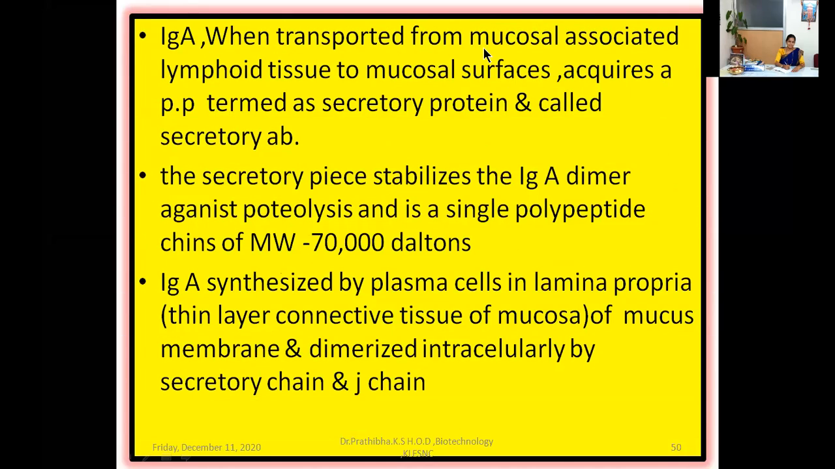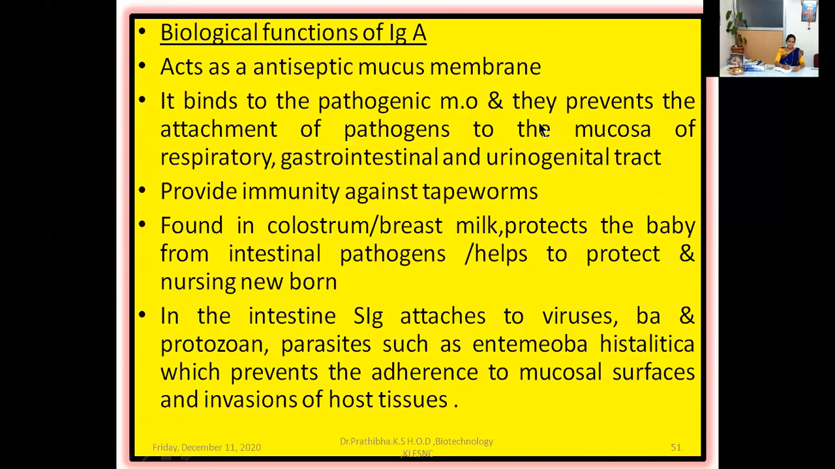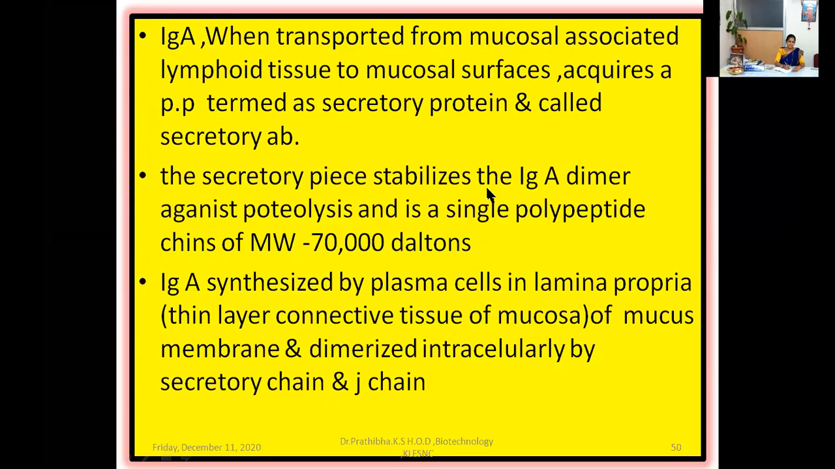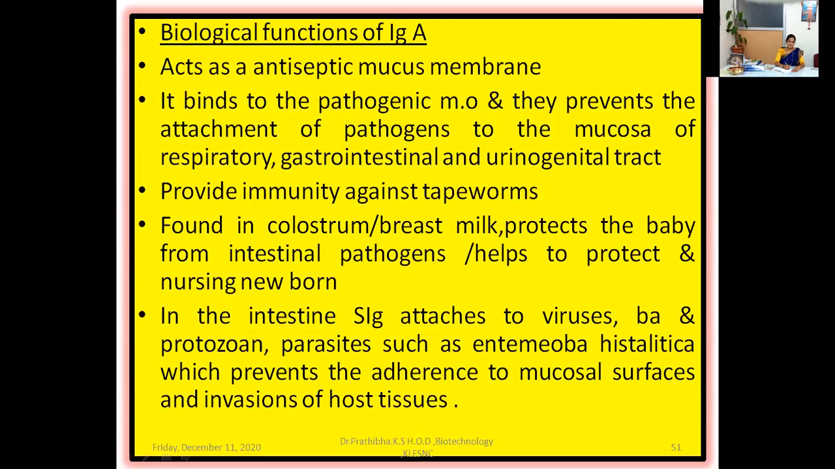the IgA dimer against proteolysis, that is, from protease enzymes. It is a single polypeptide chain of molecular weight 70,000 Daltons, the secretory component chain. IgA is synthesized by plasma cells in the lamina propria, the thin layer of connective tissue of the mucous membrane, and dimerized intracellularly by the secretory chain and J chain to form dimers.